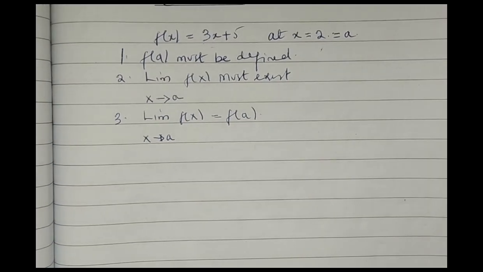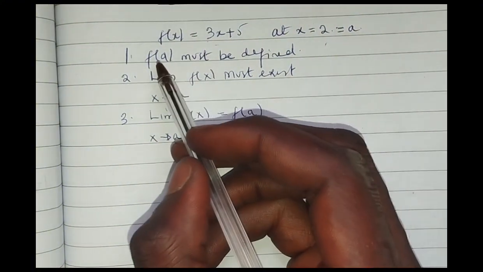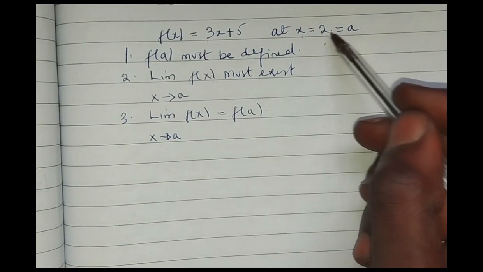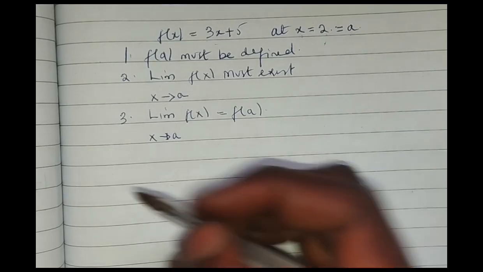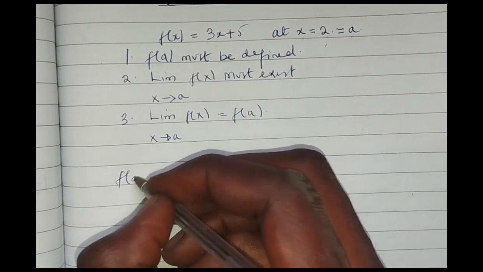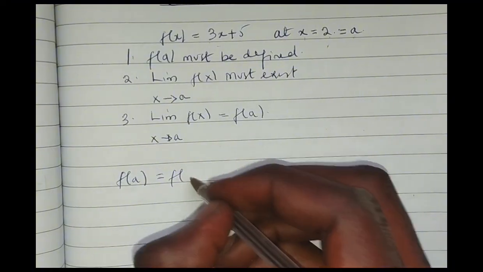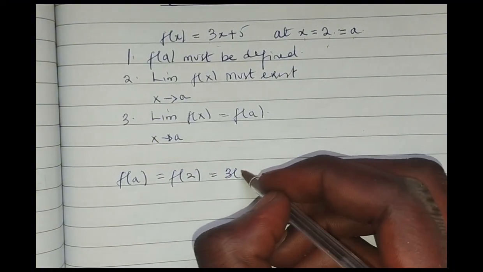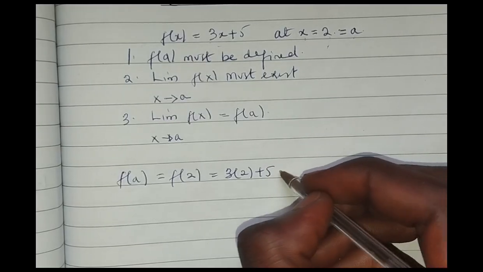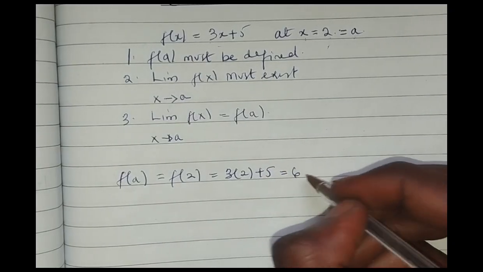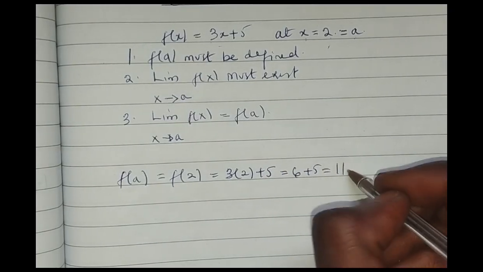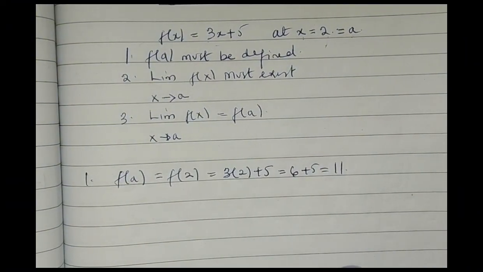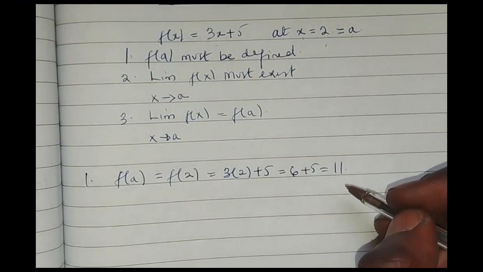Now let's test the first one. The first one says that f(a) must be defined, and we have already set this 2 to be a. So now let's see f(a). f(a) is equal to f(2), which is equal to 3 times 2 plus 5. 3 times 2 is 6, 6 plus 5 is equal to 11. Now that is the first condition. It is defined because it gives us a good answer.